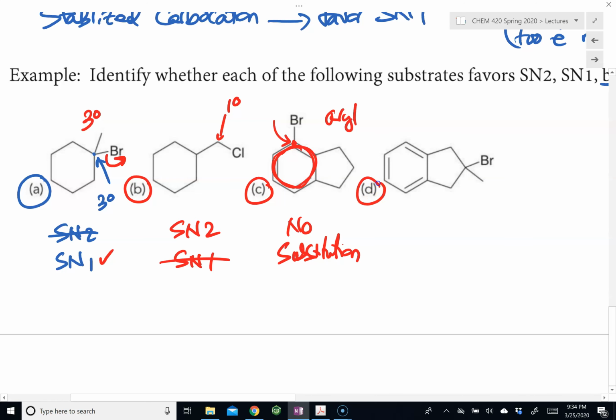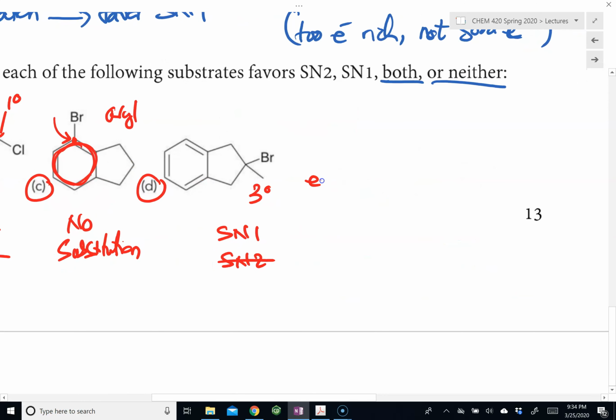And lastly, with D, this substrate right here is a tertiary substrate. So we will see that a tertiary substrate will favor the SN1 mechanism, but will not do SN2. If we were to add another example, let's say E, and we have the following.